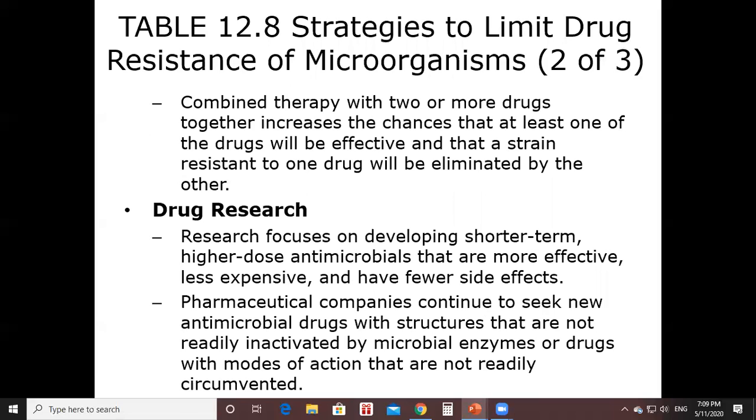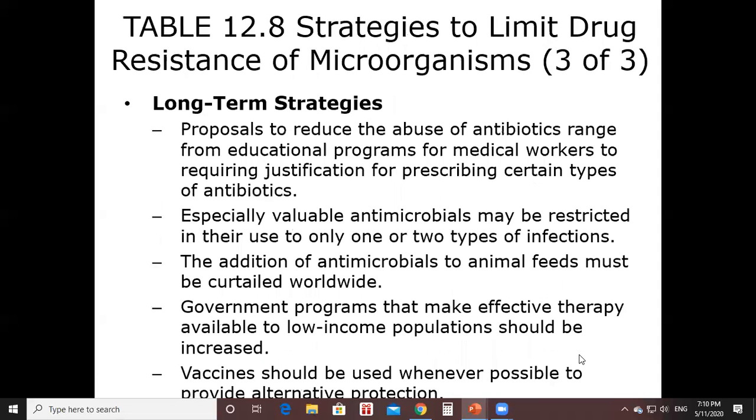So combined therapy with two or more drugs together increases the chances that at least one of the drugs will be effective and that a strain resistant to one drug will be eliminated by the other. So sometimes what we have to do is give more to accomplish what we need. If we have a second drug that kills the one that's resistant to the first, then you do not have a proliferation of the resistant. We also need to do more drug research, focusing on developing shorter term, higher dose antimicrobials that are more effective, less expensive, with fewer side effects. And so we're continuing to search for those long-term strategies.